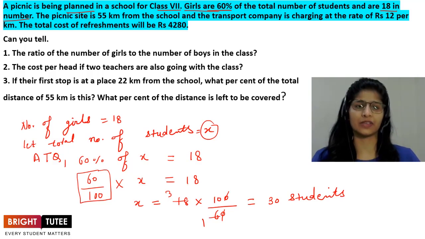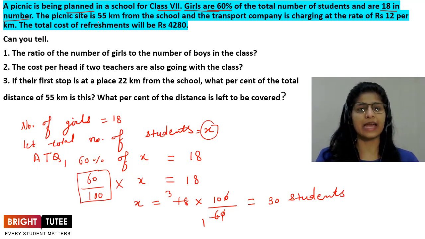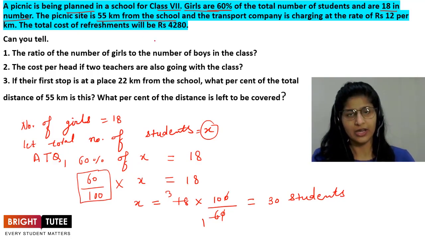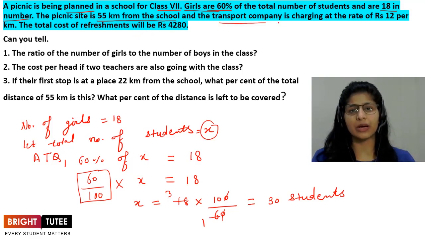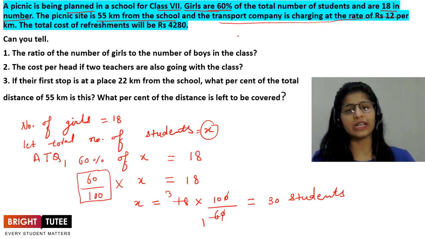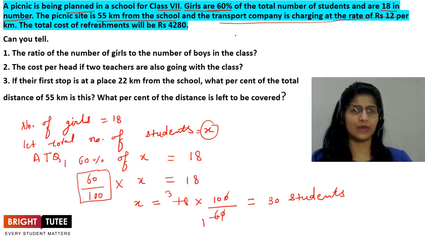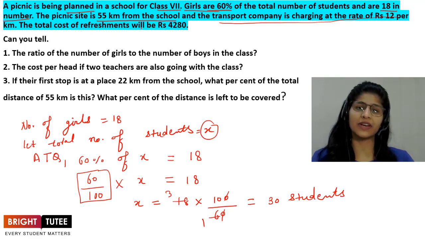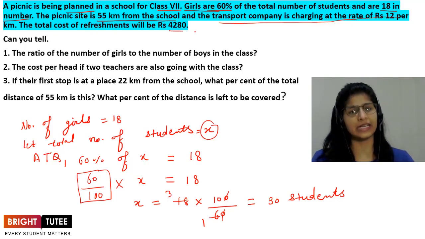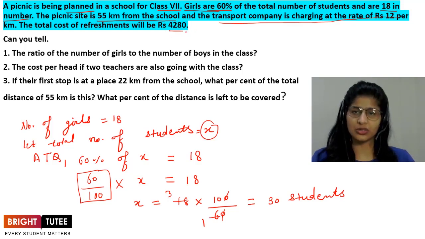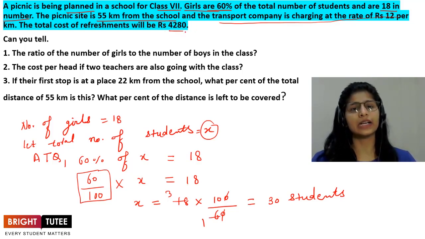Now the next information that they have given us, let us read it out. The picnic site is 55 kilometers from the school, and the transport company is charging at the rate of rupees 12 per kilometer. That means for 1 kilometer we have to give rupees 12. We have to calculate the total cost. The total cost of refreshment is also given, that is 4,280. The transport cost we can calculate because we know the per kilometer charge, rupees 12.